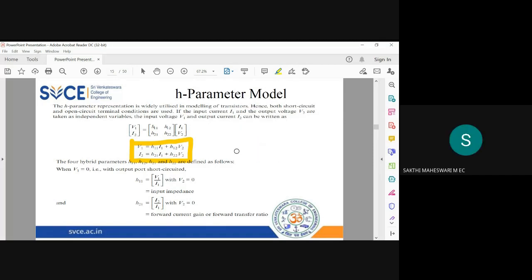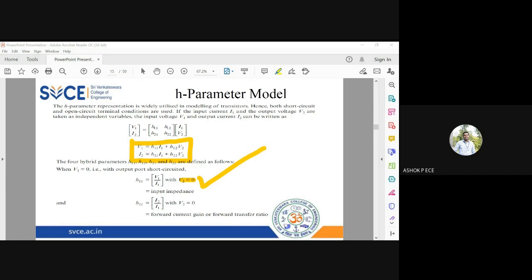V1 is equal to H11 I1. From that, I can find H11, right? H11 equal to V1 by I1. Now I am getting H11 by putting V2 equal to 0. So if you want to find H11, you have to put V2 equal to 0. What is the implication of putting V2 equal to 0? V2 equal to 0 means what? What does that mean?